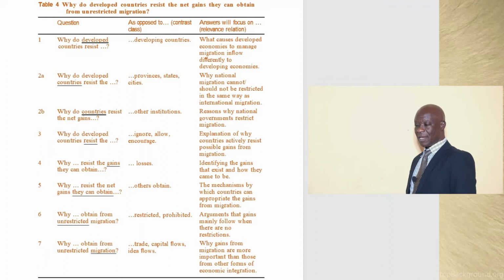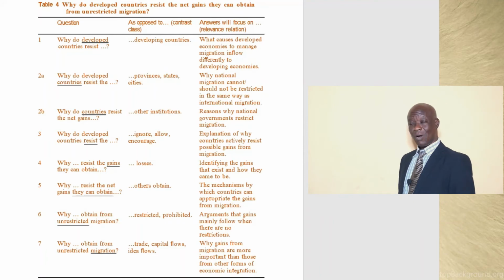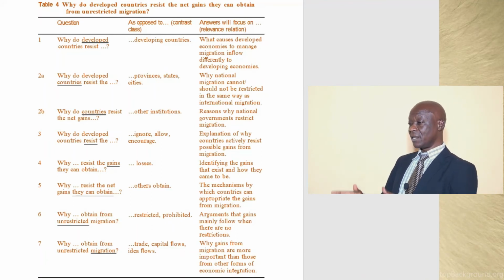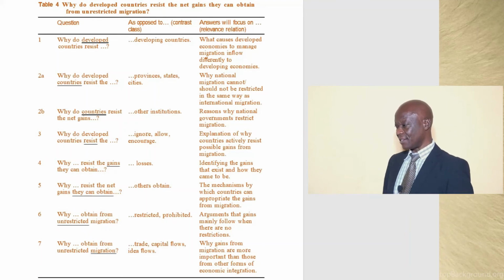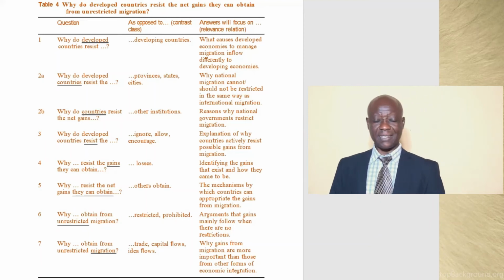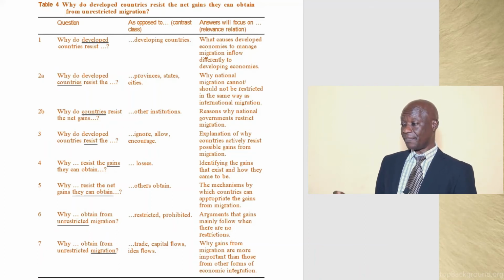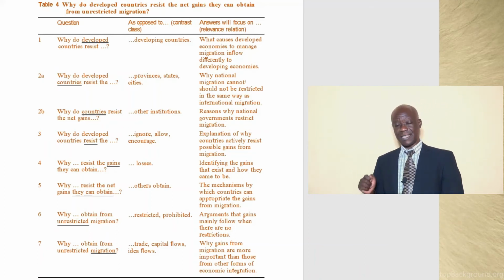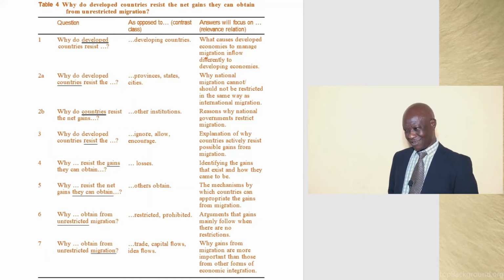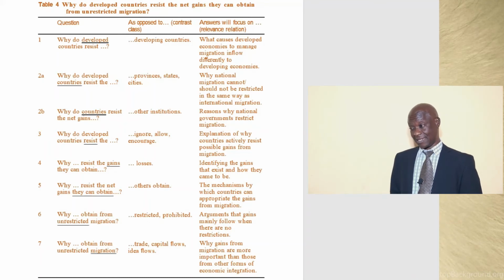So you go to now the third one. That is now the 2B. Why do countries resist? We are still on countries in this case. And therefore, we can now deal with countries and other institutions, ladies and gentlemen. So we can now go to the third question. And the third question there, I think you can still see it in the table, ladies and gentlemen. The issue we are dealing with is now the word resist. Why do countries resist? So we must find a contrast class for resist.